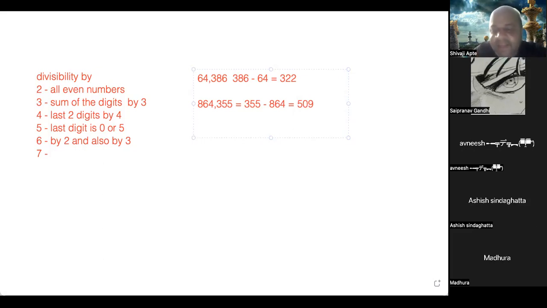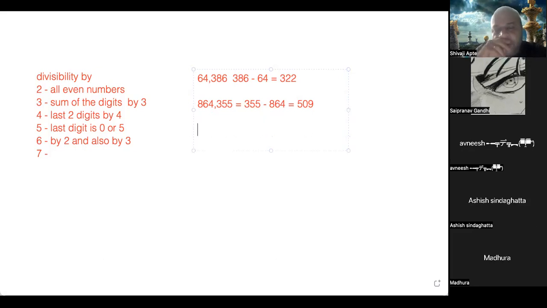7 into 7 is 49, and you get 1. 19. So 7 into 2 is 14. So there is a remainder of 5. Actually, that is what remains. For 864,355 also, 5 is the remainder when you divide by 7. And that's what you get when you try to divide by this one. Okay. And it doesn't matter.